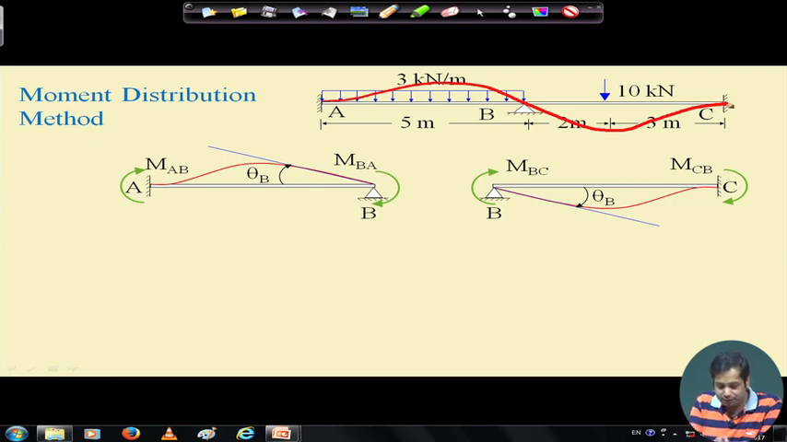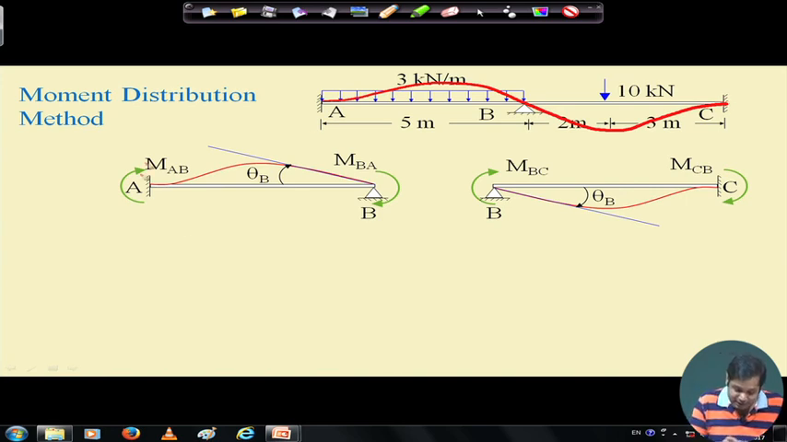You may not get this deflected shape, but the reason we took it is that it is consistent with the sign convention that we are using for the moments. If your deflected shape is different, then you will get negative values. So this is two parts, part AB and part BC.